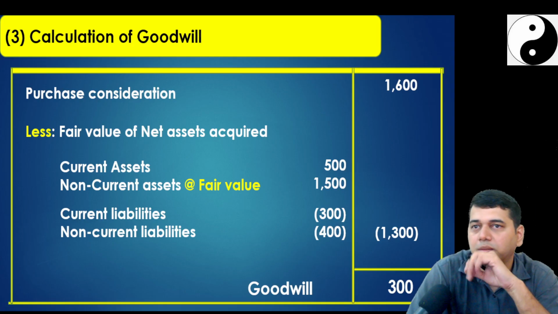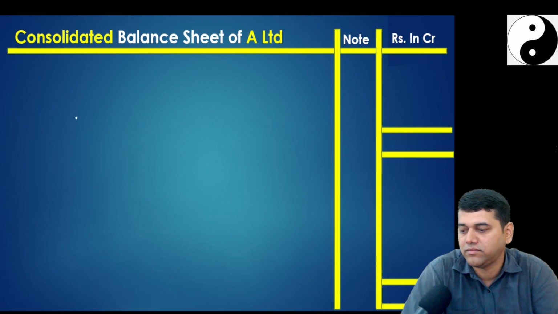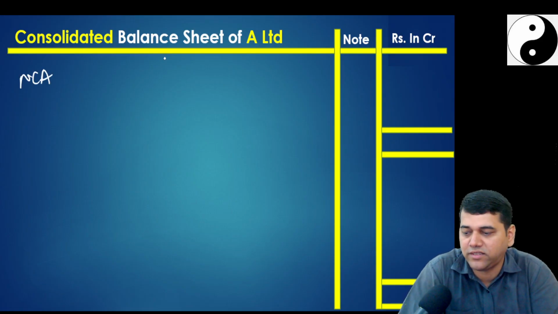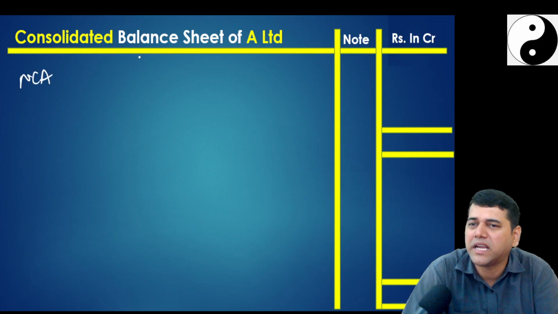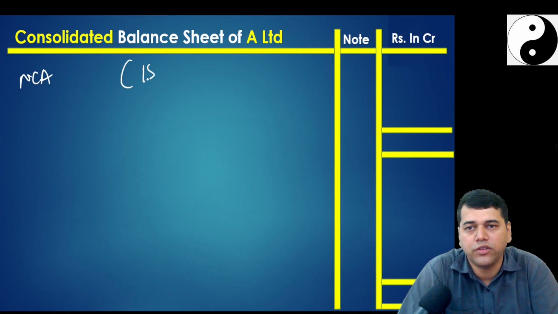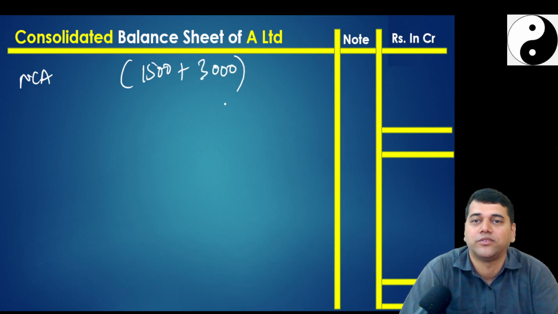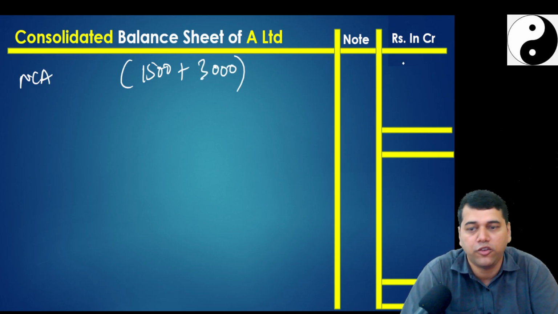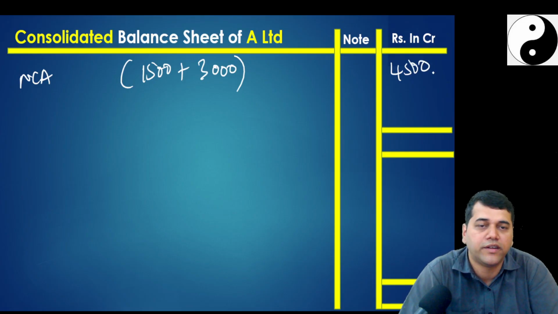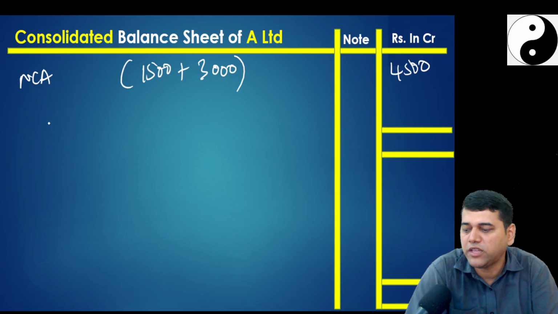Clear? Perfect? Yes. Now we will prepare the consolidated balance sheet. Non-current assets. How much? No PPE breakup and all. See, 1500 belonging to A plus 3000. Exactly. Fair value of A, book value of B. 4500 crore. Just look into their balance sheet.